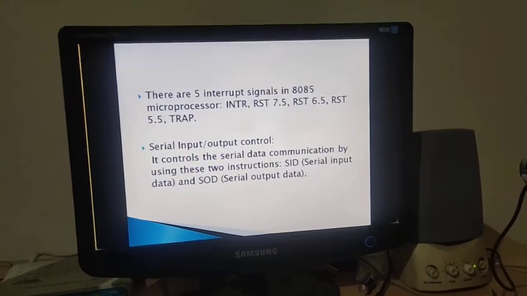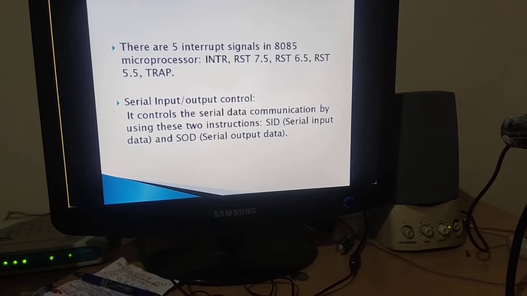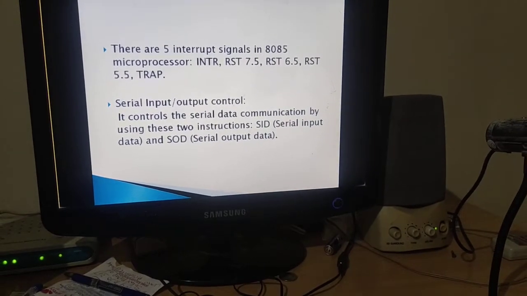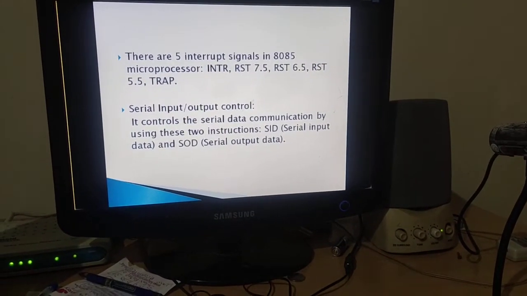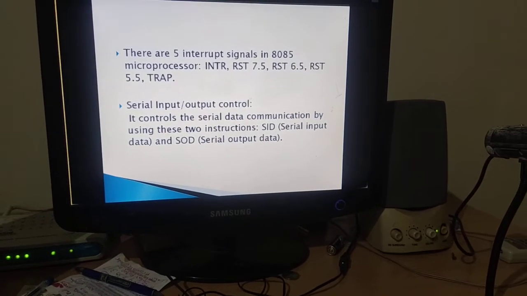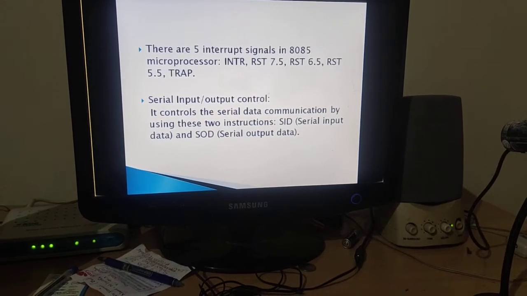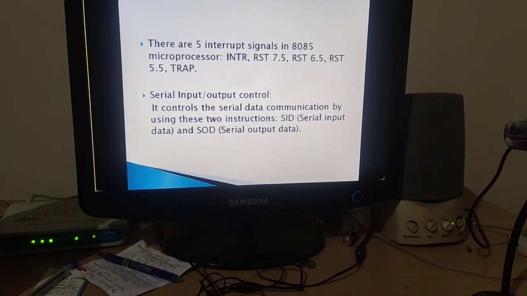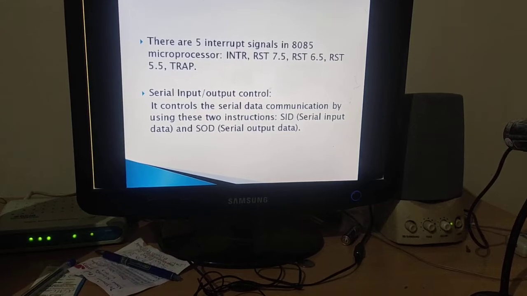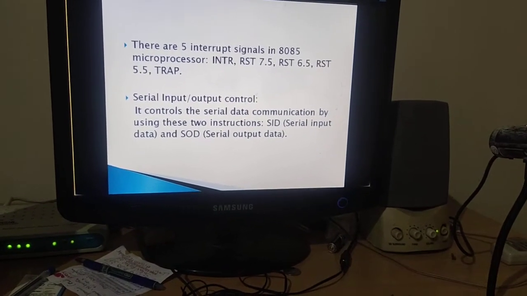And there are different kinds of interrupt signals present in the 8085. That is INTR, RST 7.5, RST 6.5, RST 5.5, and TRAP. Along with that, you have serial input and output control, which controls serial data communication, serial input data and serial output data.